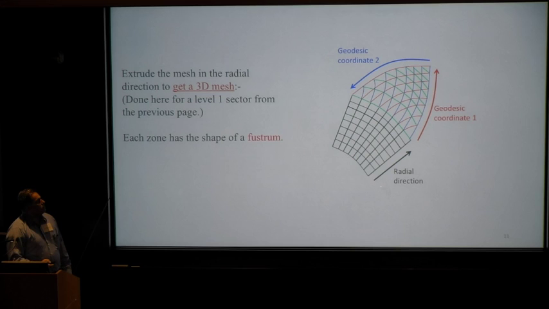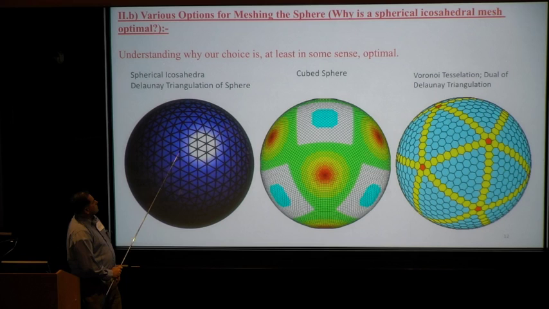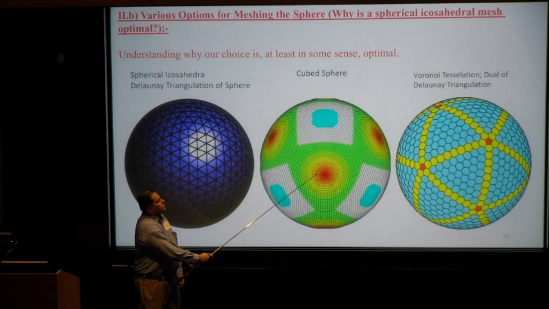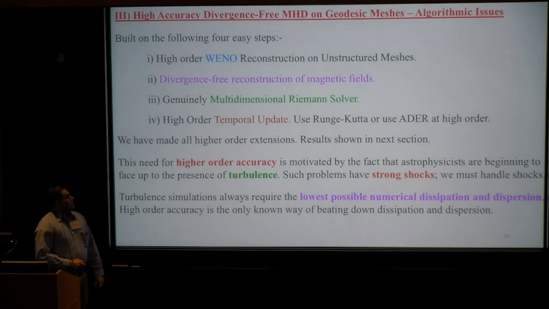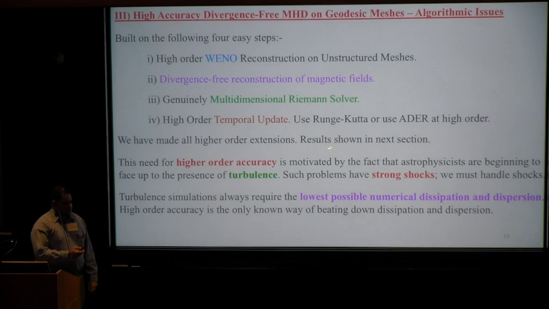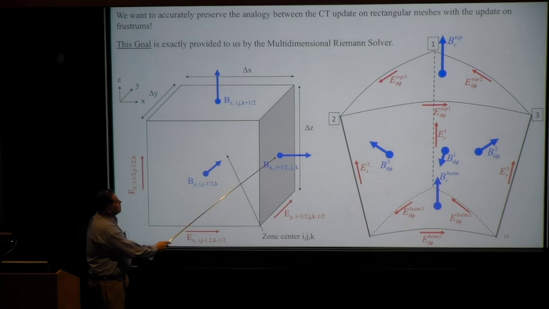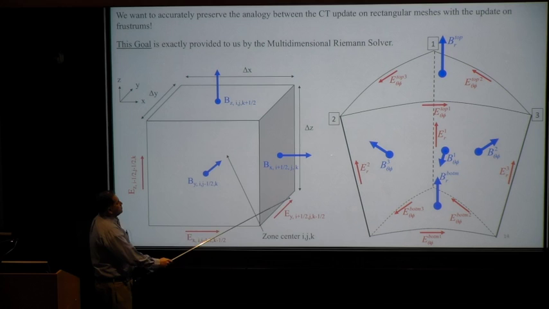But let me for one second explain why we chose to essentially go with a spherical icosahedron. And that shows that, and you see out here that the mesh is most isotropic for this situation compared to this and this other situation. So with that, let me go ahead and further talk about the algorithm. And the algorithm is essentially based on higher order reconstruction, divergence-free reconstruction of magnetic fields, multidimensional Riemann solvers, and temporal update. Of course, that's a lot of technology. But what you actually achieve effectively is that if you ask the computationalists in this room, they will tell you that the optimal way to do MHD is to actually have face-centered magnetic fields that are updated with edge-centered electric fields so that you have a precise divergence constraint preserving update.